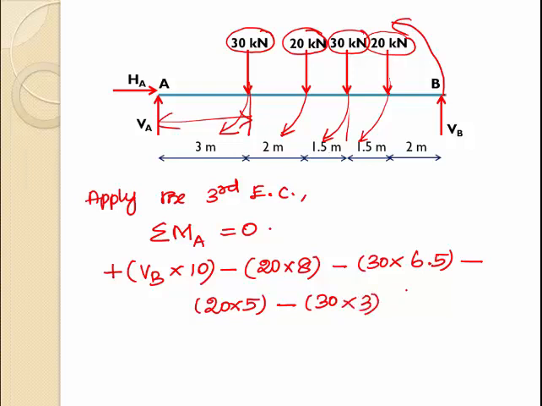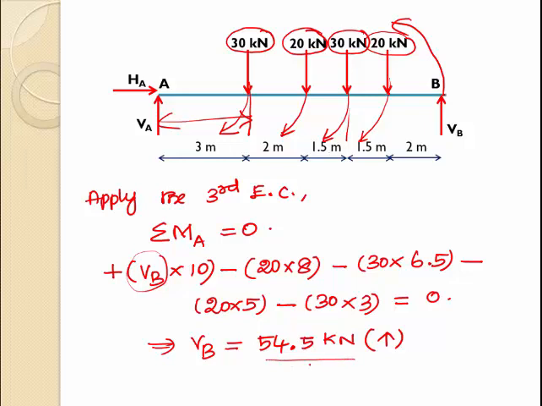So according to the third equilibrium condition, this value should be equal to 0. In this equation, the one and only variable is VB. So we can calculate the value of VB as 54.5 kilonewton. As the obtained value of the support reaction has a positive sign, the considered direction of the support reaction is correct, that is, in the upward direction.